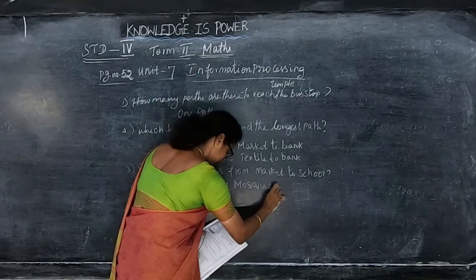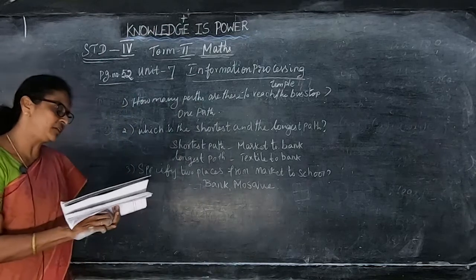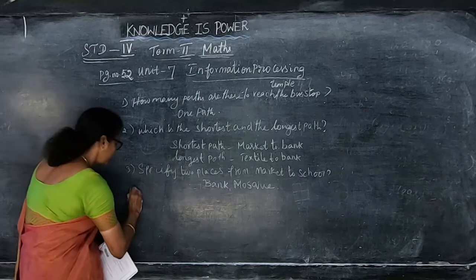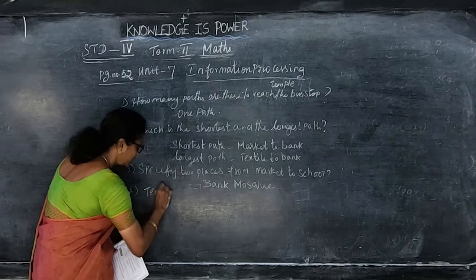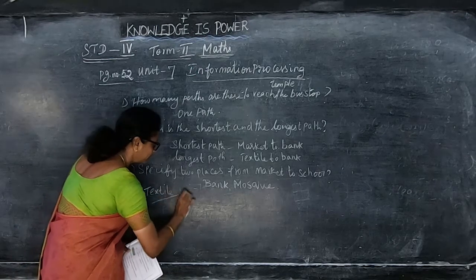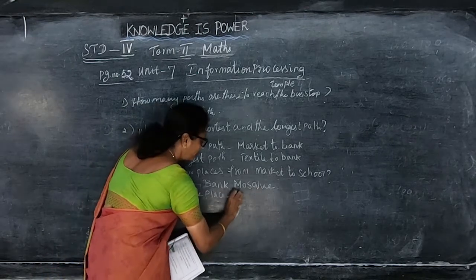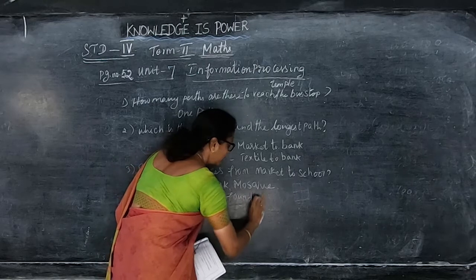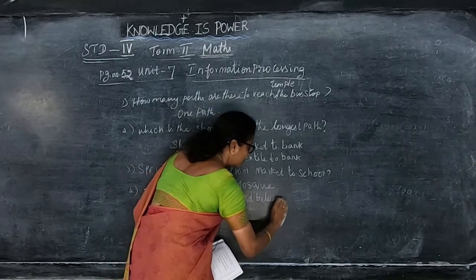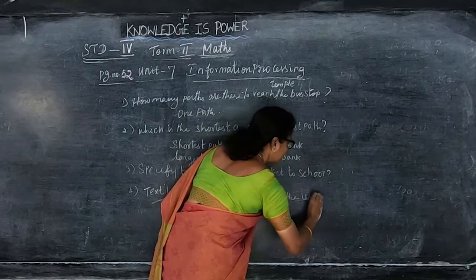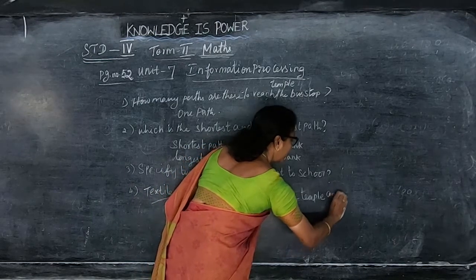And the dash is the place found between temple and mosque. Which is the place? Textile is the place found between the temple and mosque.